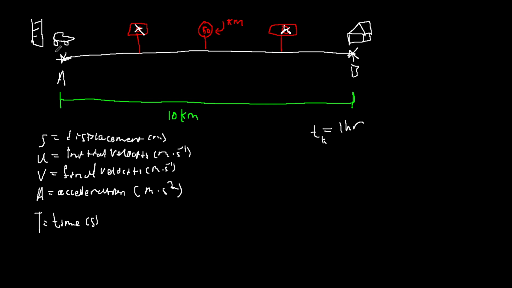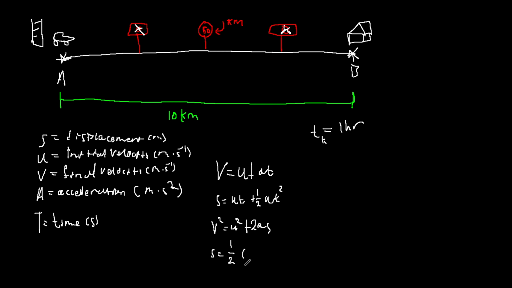So in this case, we're going to look at several equations that you need to know when we're dealing with motion. The first one is V equals U plus AT. The other one is S equals U T plus half A T squared. Then we have V squared equals U squared plus 2 A S. And last but not least, S equals half of V plus U, times T. These are the equations of motion you need to know when analyzing motion.